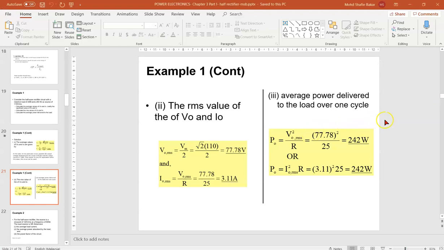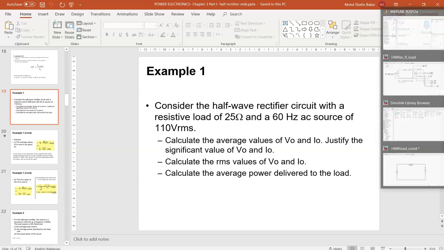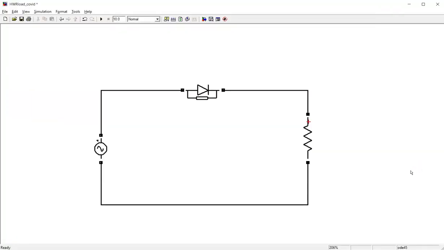Before that, I would like to refresh again the example that we have discussed in the class. Example 1 considers the half-wave rectifier circuit with a resistive load of 25 ohm and a 60 Hz AC source of 110 volt RMS value. Okay, so how do we set these parameters in MATLAB in order to perform the analysis of the half-wave rectifier uncontrolled with HWR load?